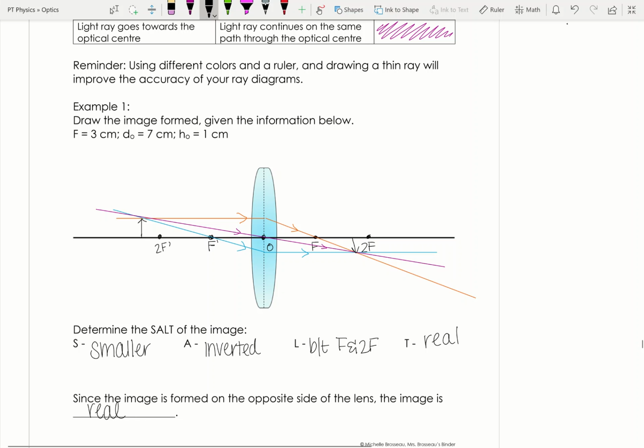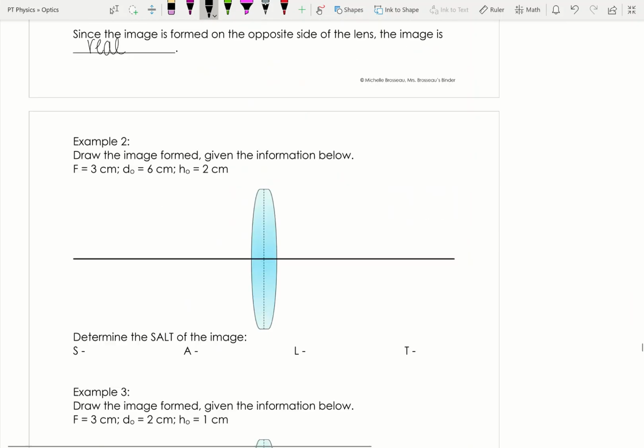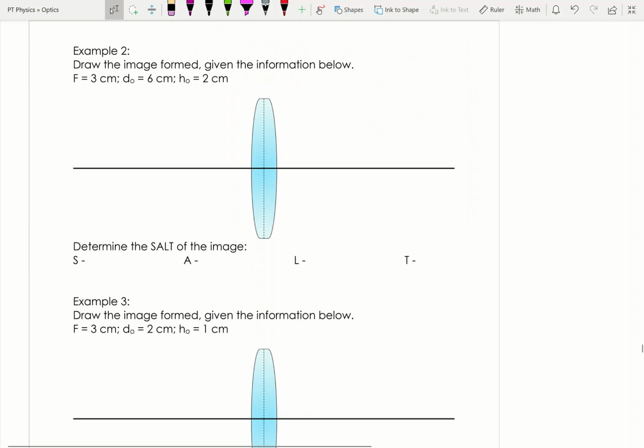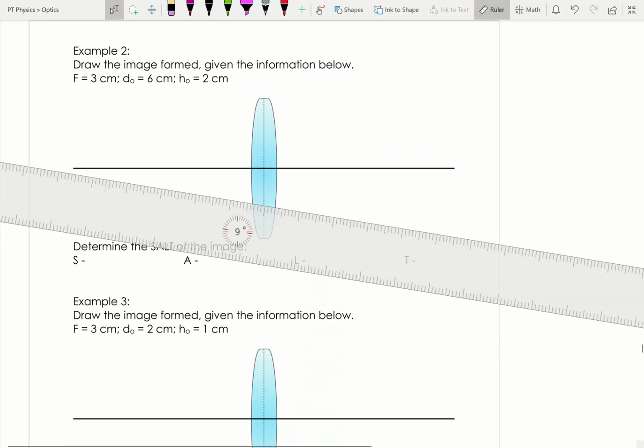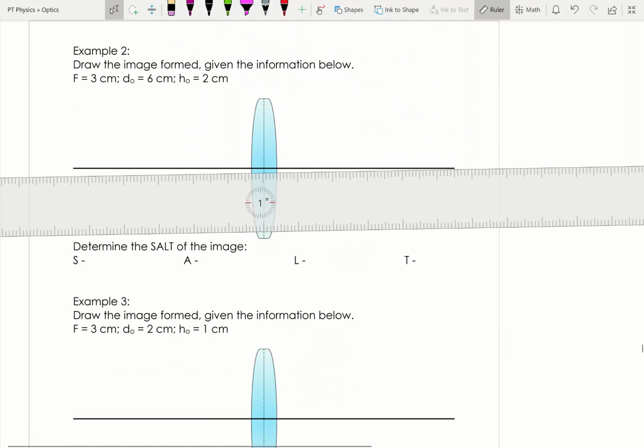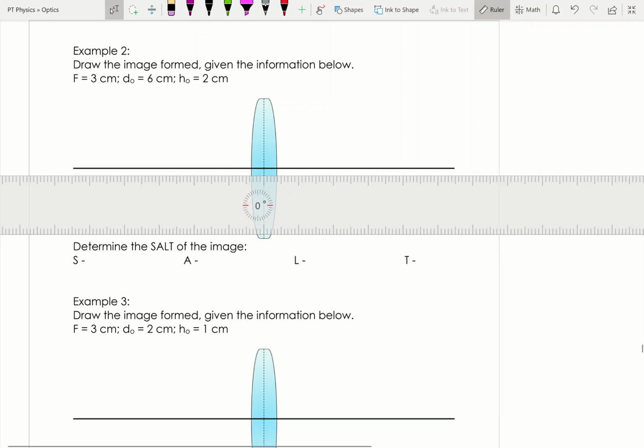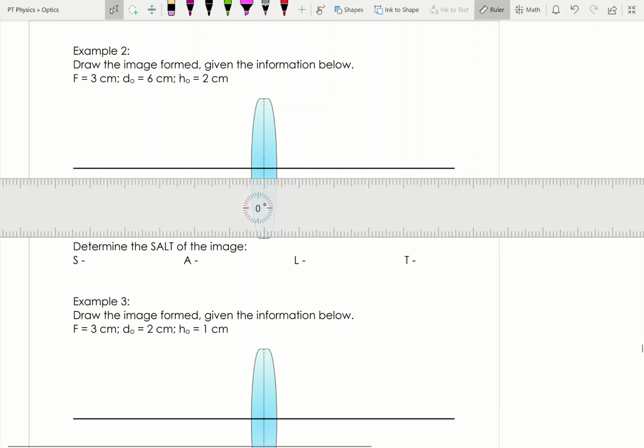Okay, so we have 2 more examples with this type of lens, and then we will be moving on to diverging lenses. So, here we go. If you think, oh, I'm getting this, this isn't too hard, then please go ahead and pause the video and try them and then come back and watch it and see, did you do them correctly?